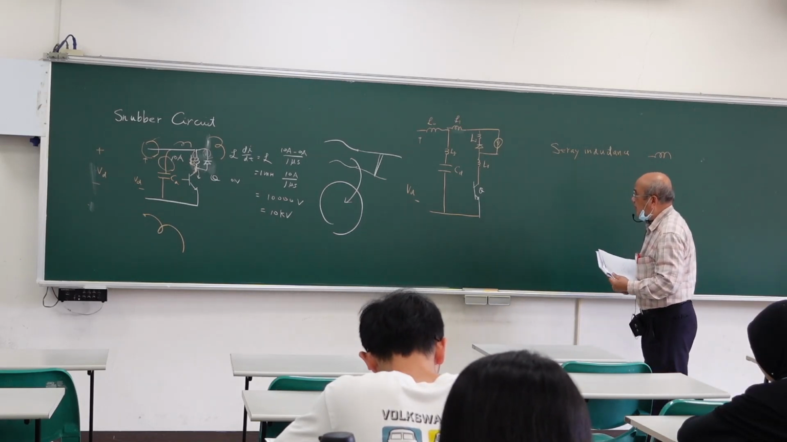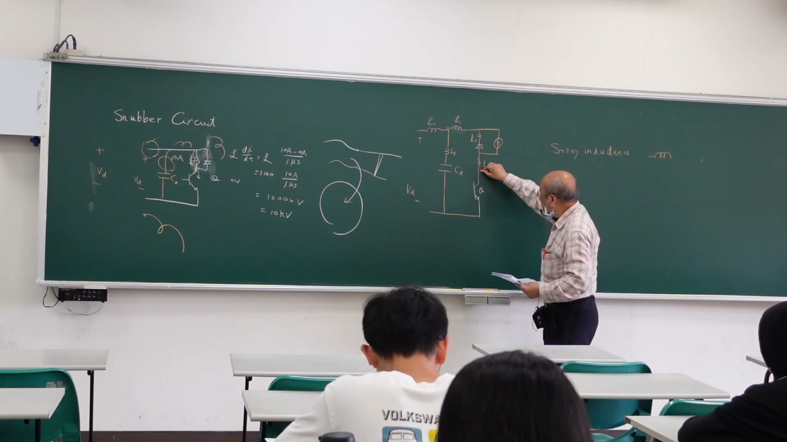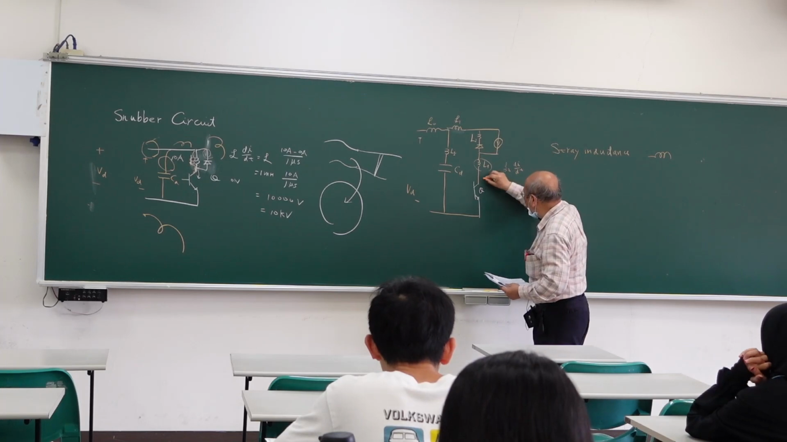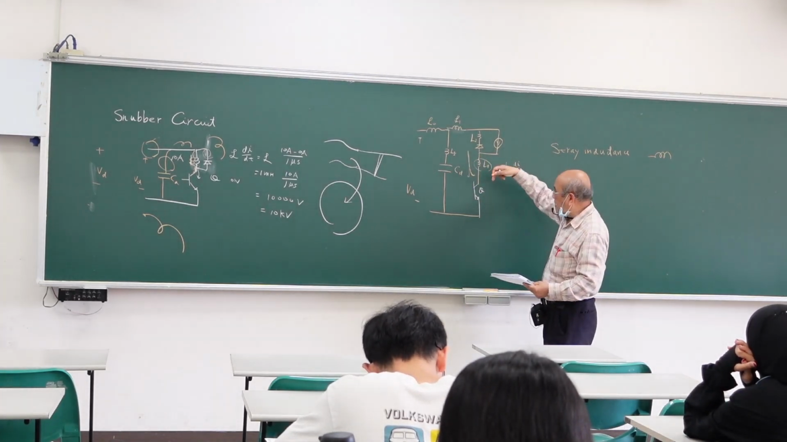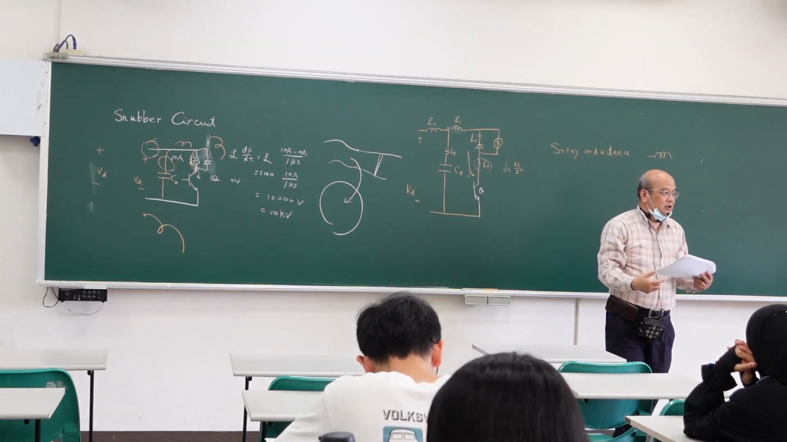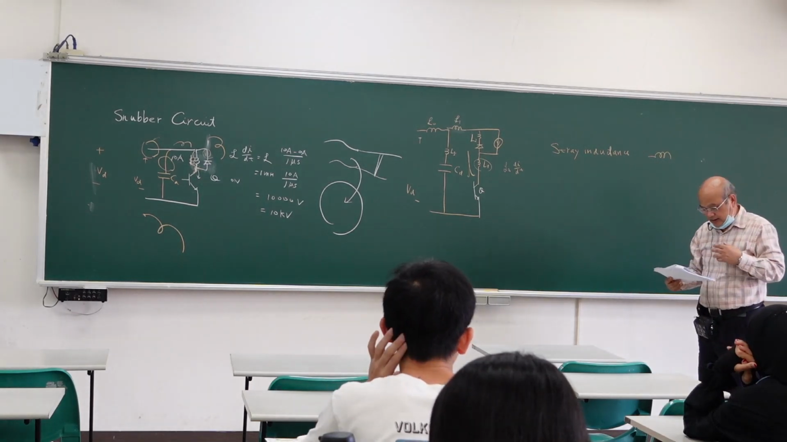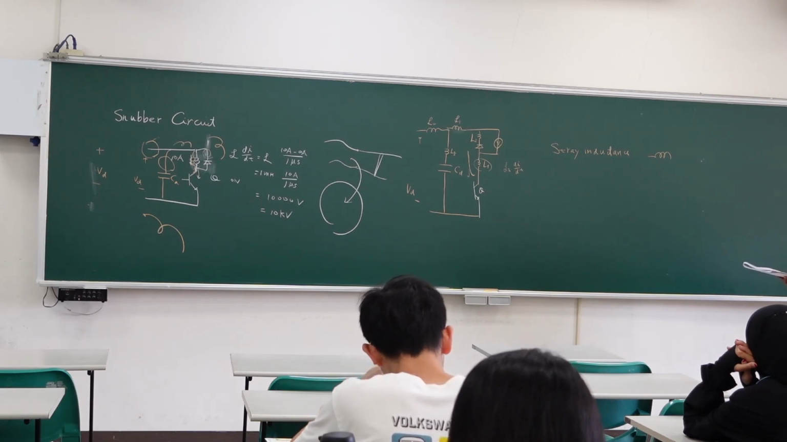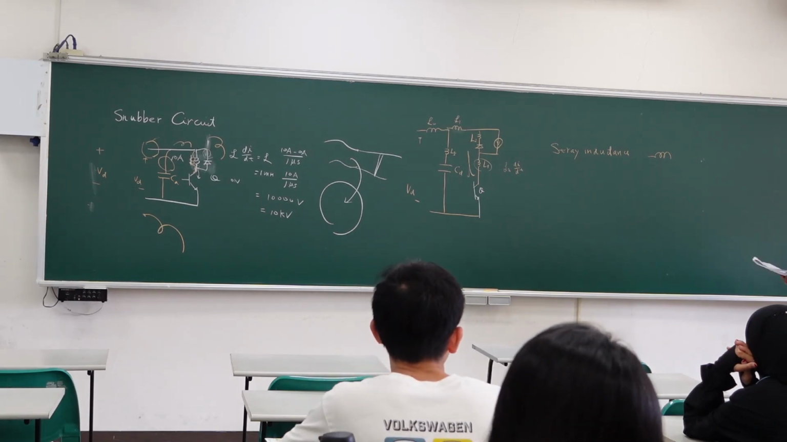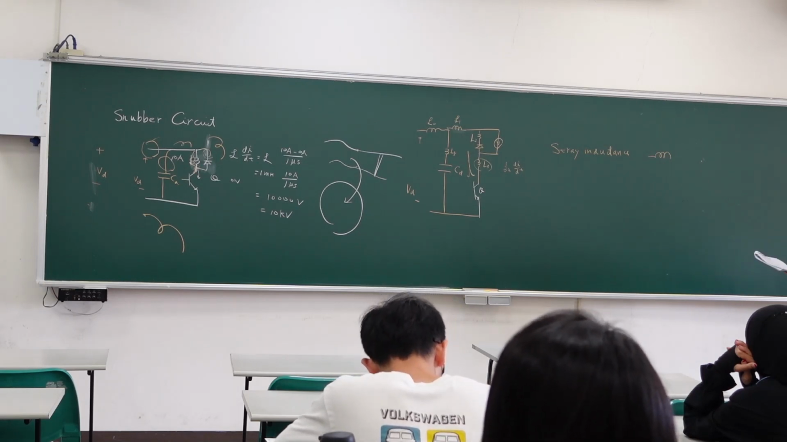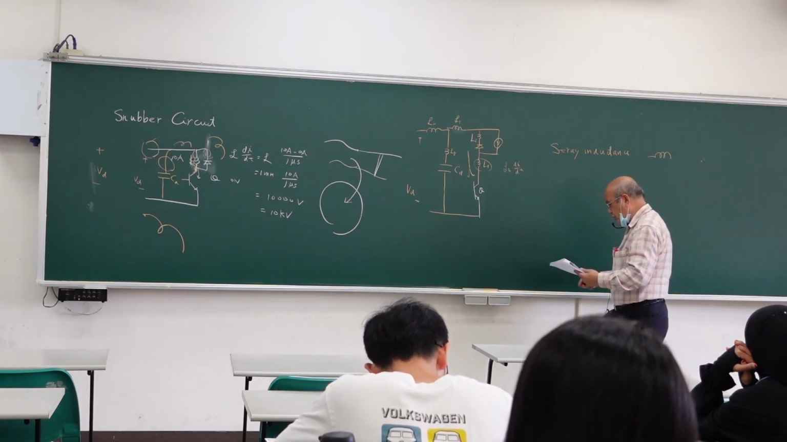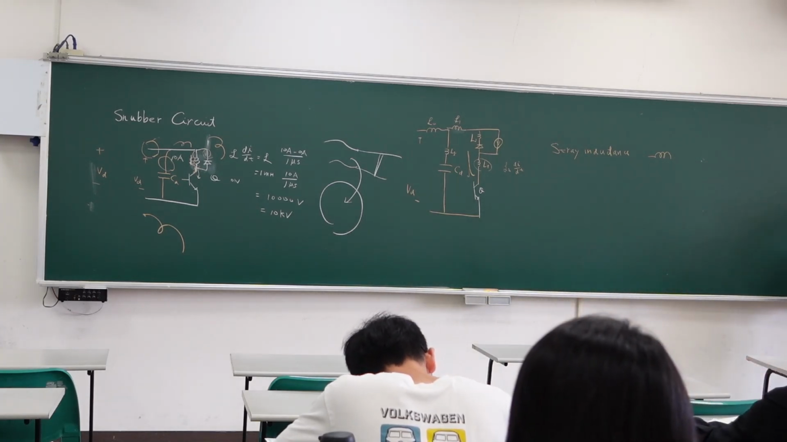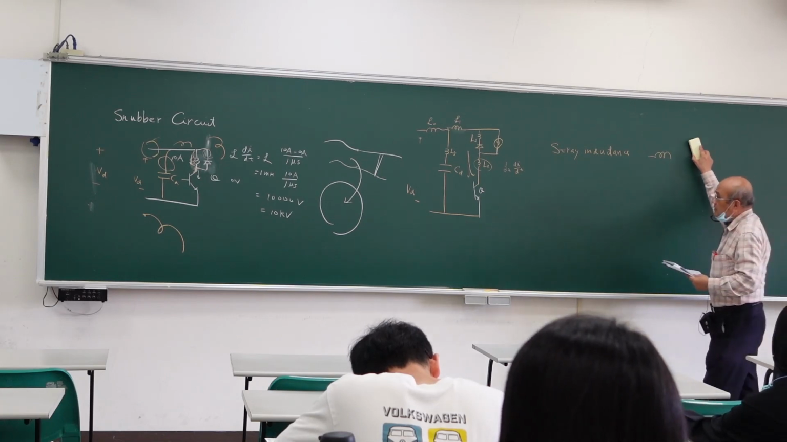Then what happens? Every time you turn off, then you create L dI/dt. Then you create a spike. Then the spike damages your device again and again. So we have to analyze this situation, and we have to find some way to solve this problem. So now we try to understand what is the reason and how can we solve the problem.